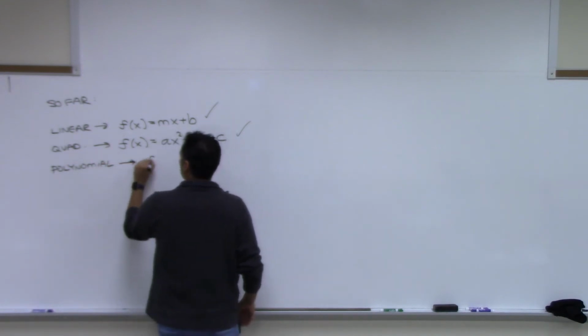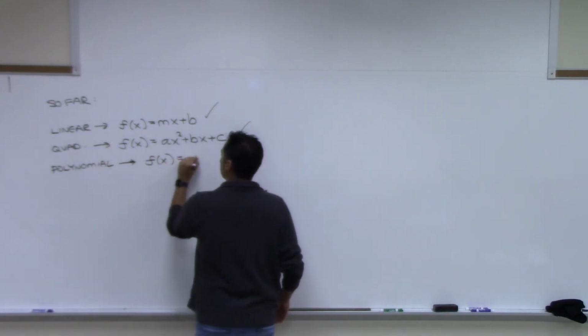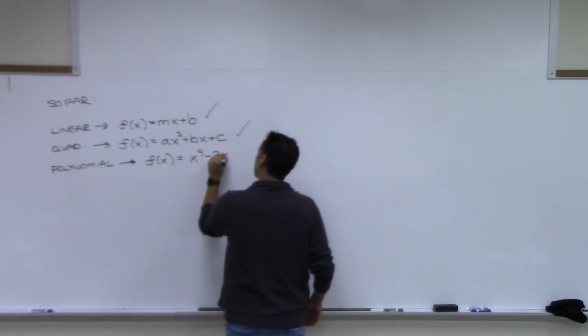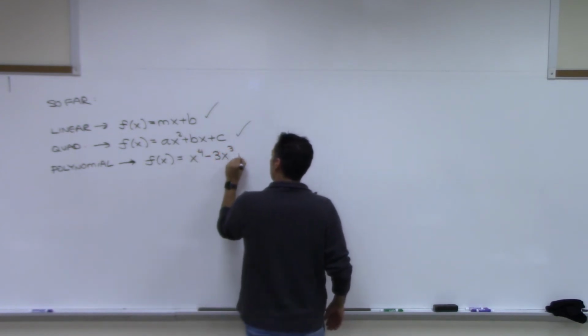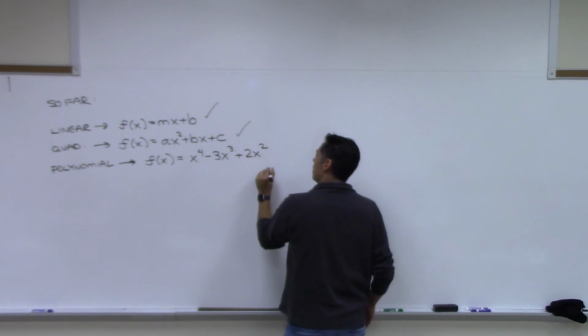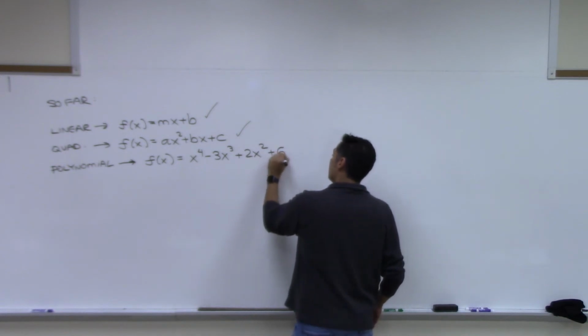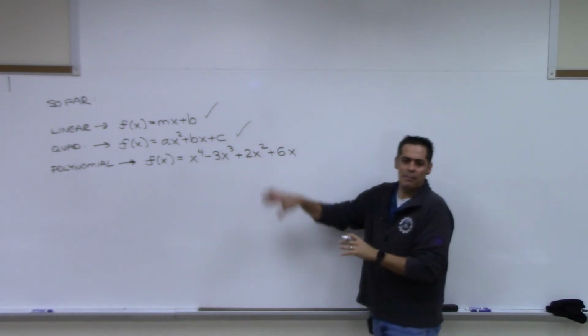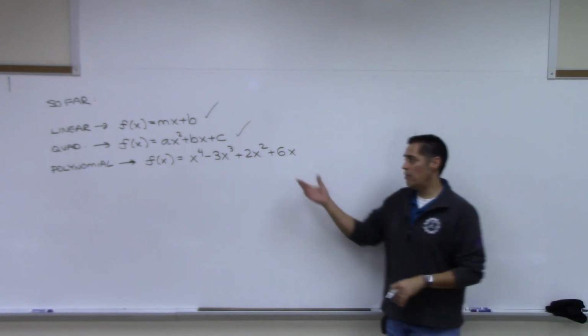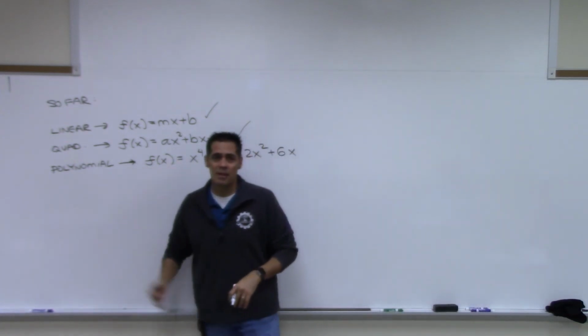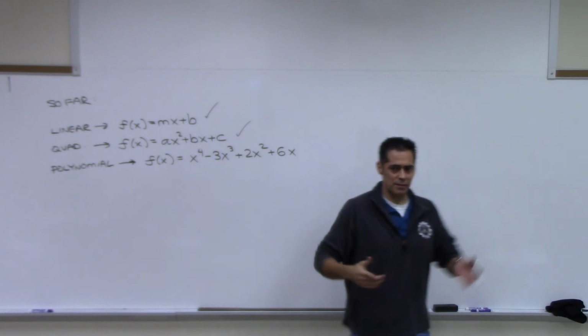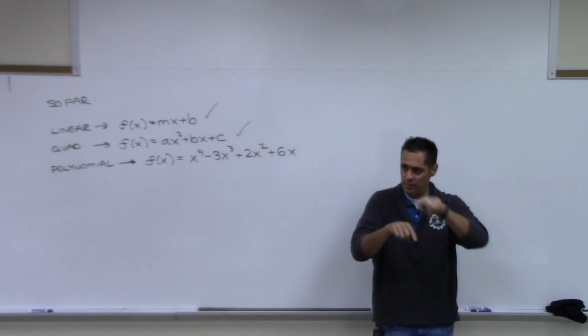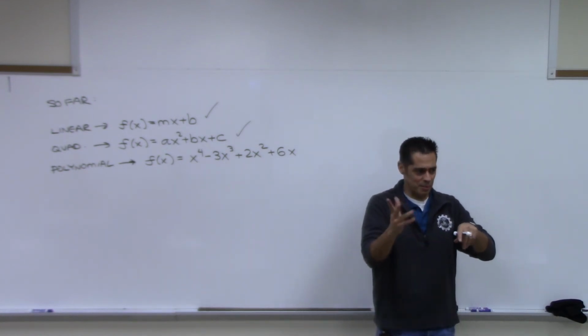I'll give you a specific example. This is something like x to the 4th minus 3x cubed plus 2x squared plus 6x. That's an example of a polynomial. And we had a set of steps for this, right? First do the leading coefficient test, figure out what the end behavior is, use that table. The one I got wrong in class, remember that?